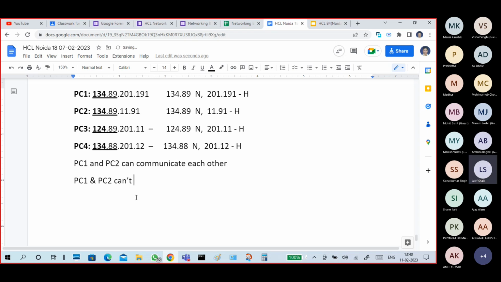They cannot communicate with PC3 and PC4 too. Cannot communicate with PC4. Why? Because their network portion is different.